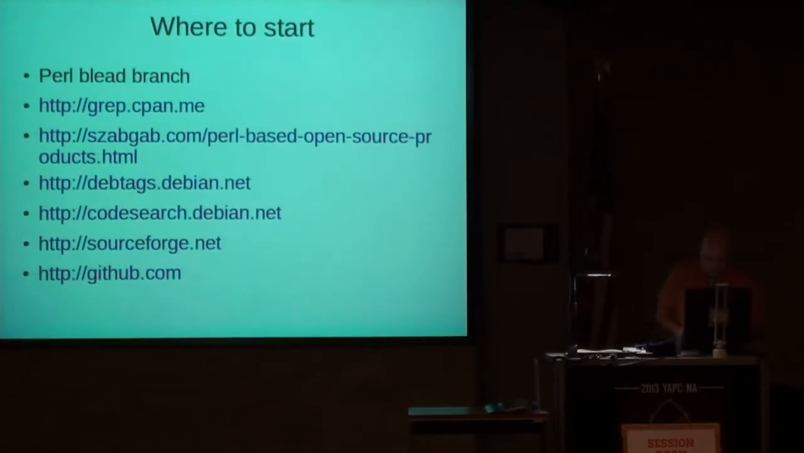There's also this list of Perl open source products. There are a couple of different ones. That's one that's been around for a while. Debtags and Debian Code Search. Code search is very similar to Google Code Search, but it basically has all of the software that's inside of Debian. Debian has a number of Perl web apps, and they have about a third of CPAN. So it's a good place to look also. And of course, SourceForge and GitHub.